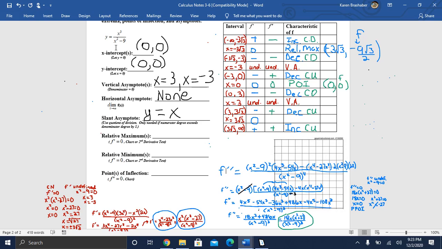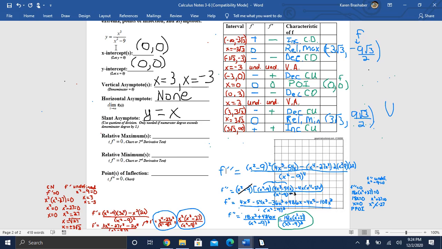So since we're changing from decreasing to increasing, that means that we have a relative minimum. So at x equals 3 square root 3, we have a relative min. And so you have 3 square root 3 as your x, and then your y. It happens to be symmetrical, so 9 square root 3 over 2. And there is your table.